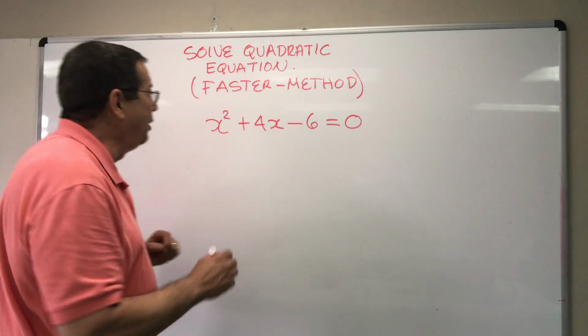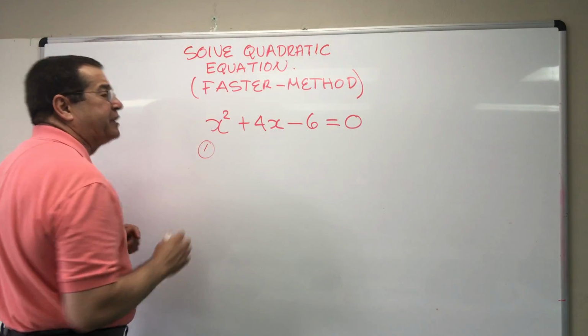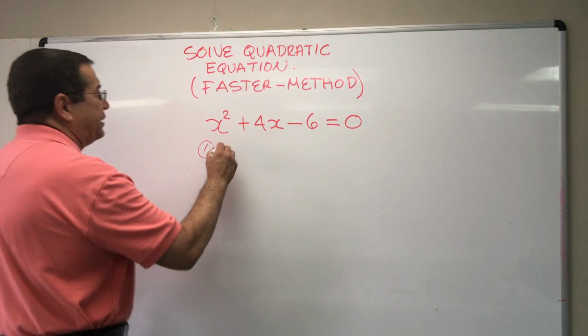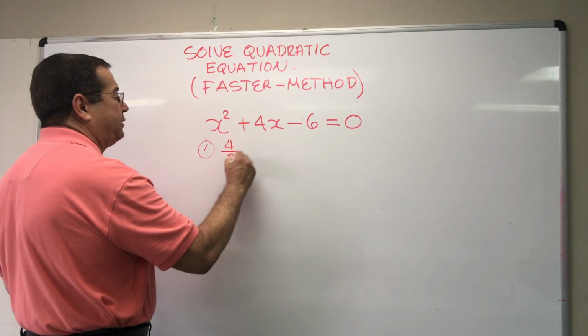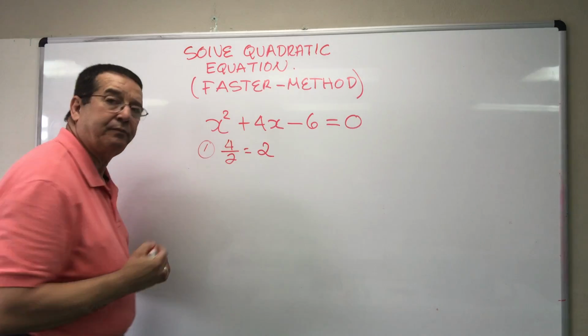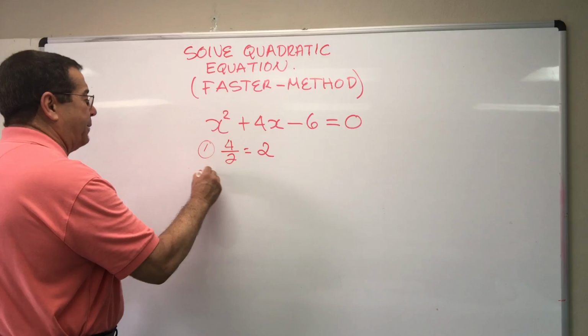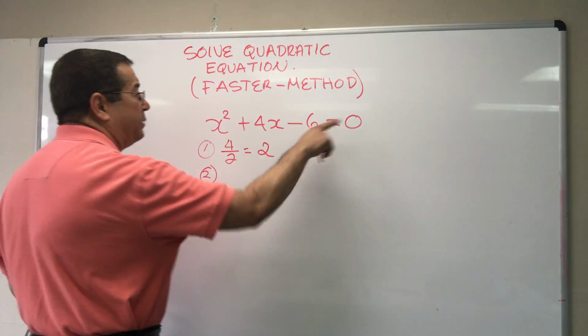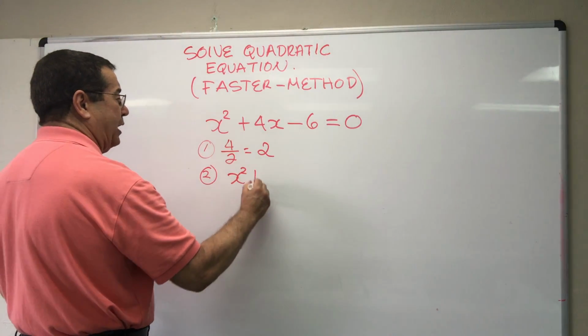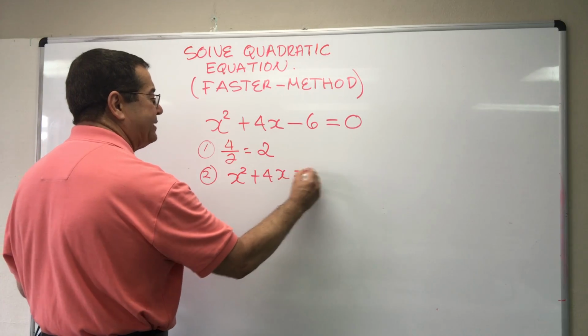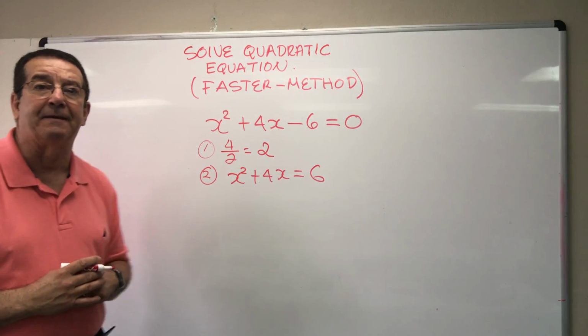Number one, I select the coefficient of the variable x, and I always divide it by 2, and it's going to be 2. The second step is you move the constant number to the other side. It's x squared plus 4x equals 6, and I move the 6 to the other side.